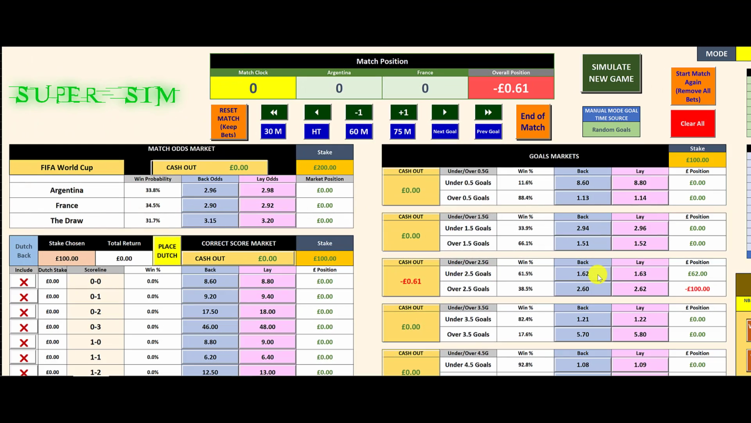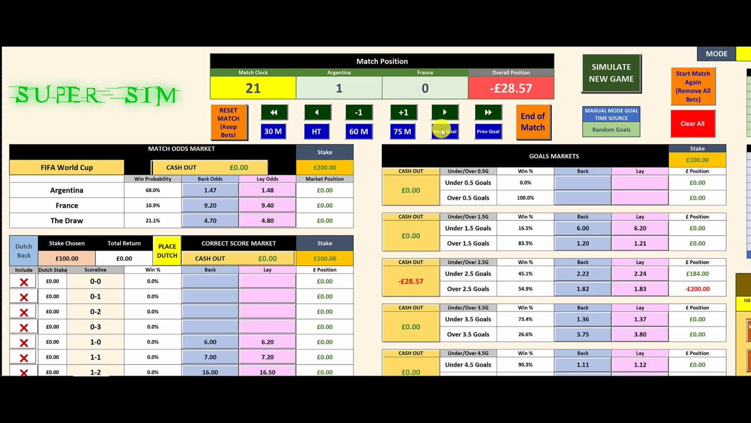To go under 2.5 goals, backed at 1.62. Let's press the next goal button. Let's look for a first half goal. Like I said, I want a loser. I want one. Let's see what happens here. So next goal, 21 minutes. Okay, 21 minutes. Argentina take the lead. So we'll be back in under 2.5 goals there at 2.22. Okay, so we'll go in again on top of it.